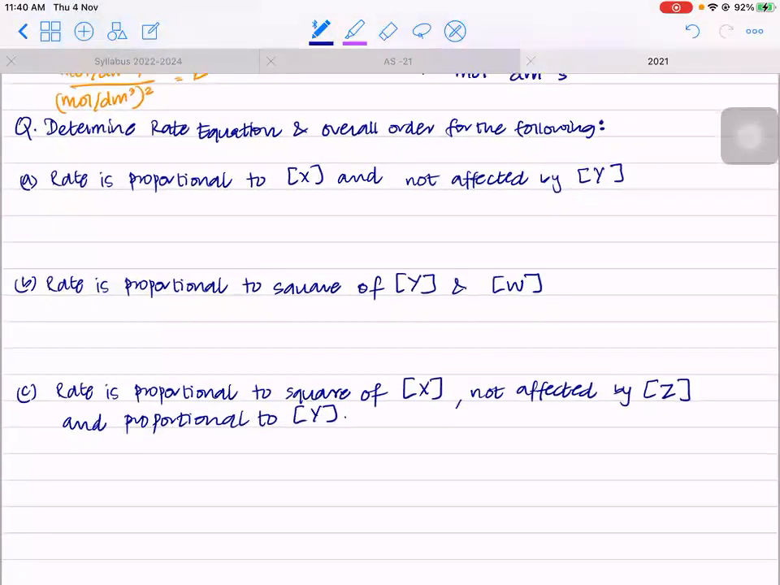Moving on to the next question. Determine the rate equation and the overall order for the following. Rate is proportional to X. So they say rate is directly proportional to concentration of X and not affected by Y. So if it is not affected by Y, then Y would be what? 0 order, because it is not affected by Y.